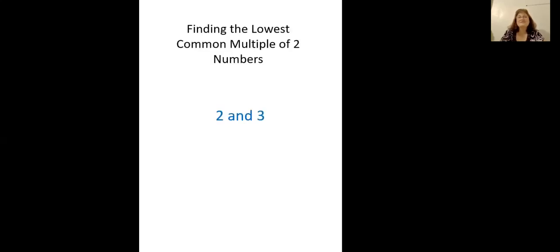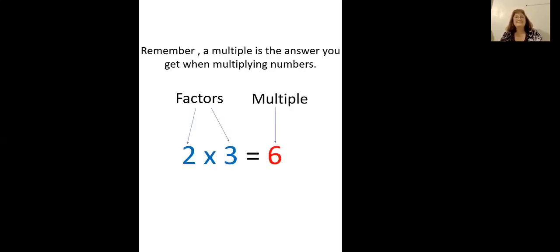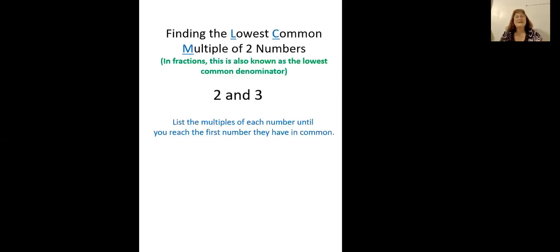Okay, now we're going to learn how to find the lowest common multiple of two numbers. We're going to start with 2 and 3. Remember, a multiple is the answer you get when multiplying numbers. In 2 times 3 equals 6, 2 and 3 are the factors, and the multiple is 6, just like I said before. In fractions, the lowest common multiple is also known as the lowest common denominator.